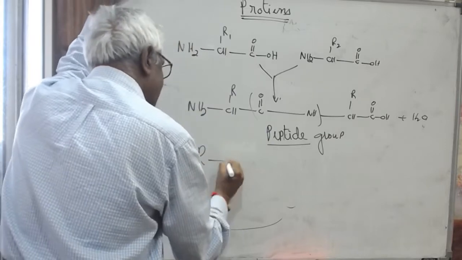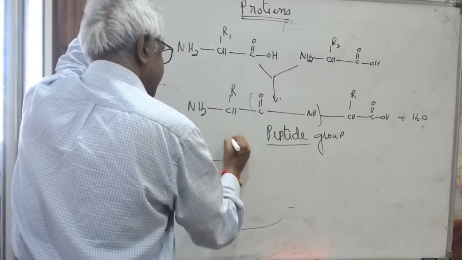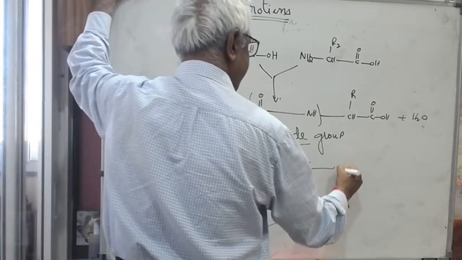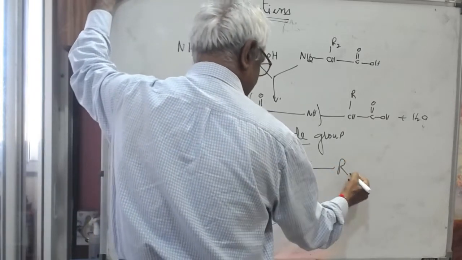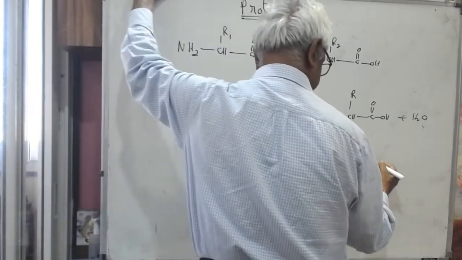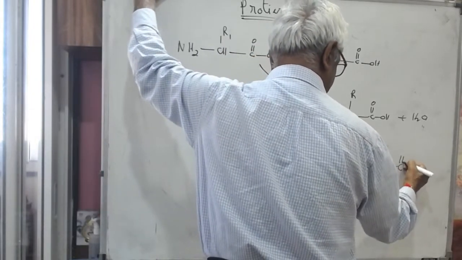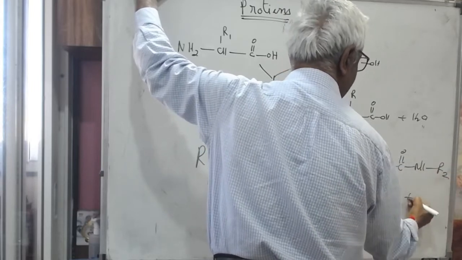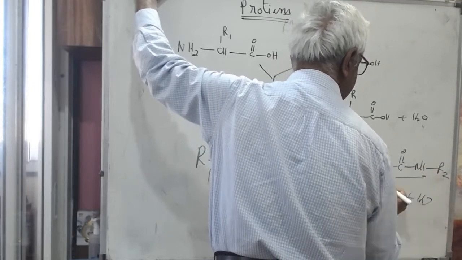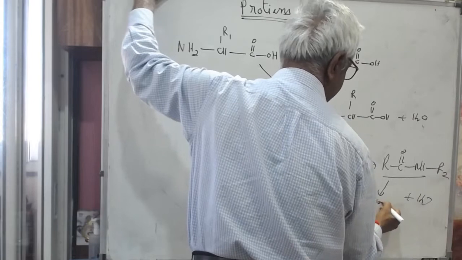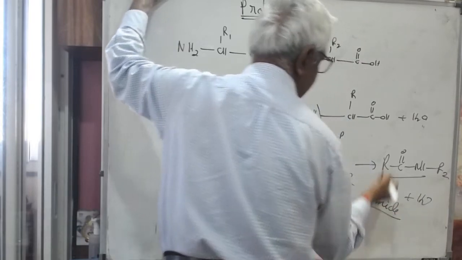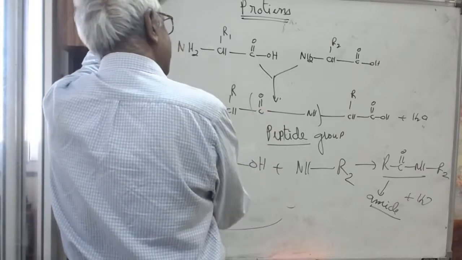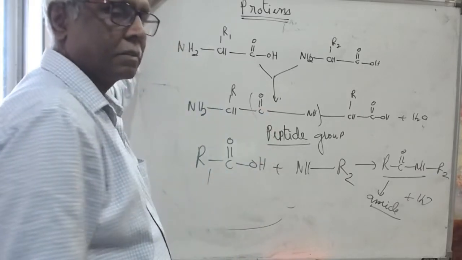A carboxylic acid reacts with R1, R2. This carboxylic acid plus H2, this is generally termed as amide. It is called amide. This is also amide, but when proteins react, it is like this.